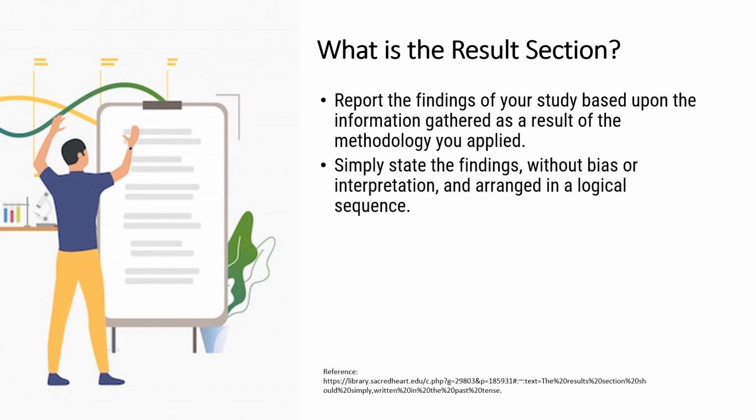The results section should simply state the findings without bias or interpretation. So you do not interpret yet when presenting the result. You just simply present them as they are. And they should be arranged in a logical sequence. The results section should always be written in the past tense because it has already been done. So that's why it should be written in the past tense.